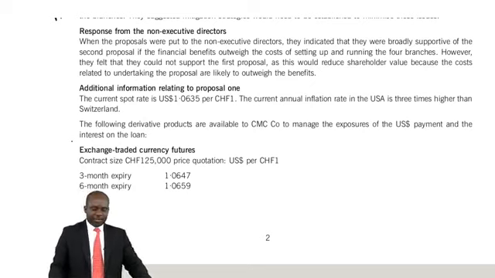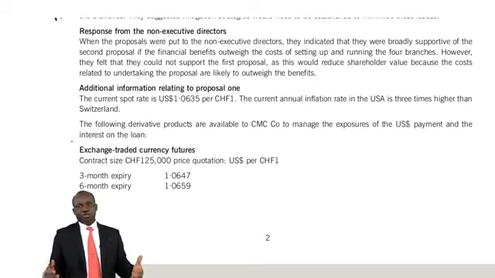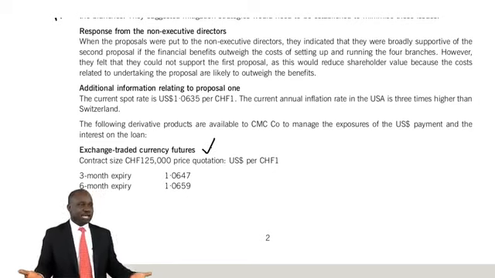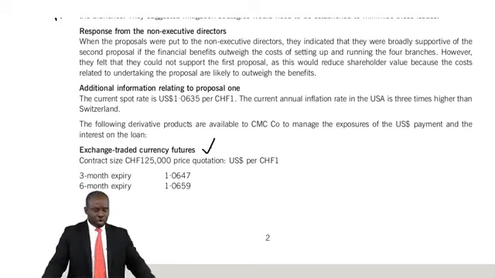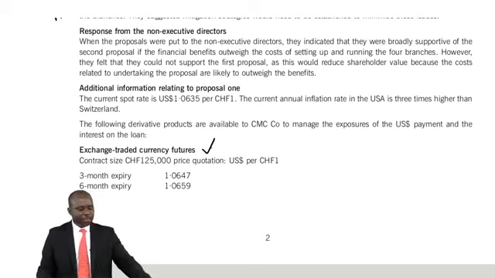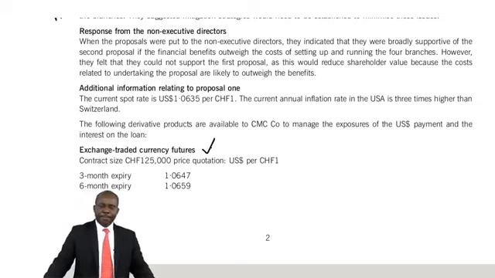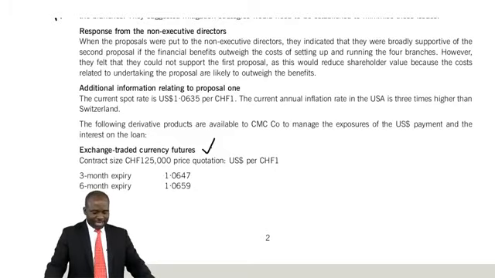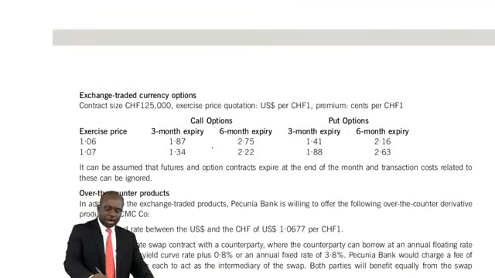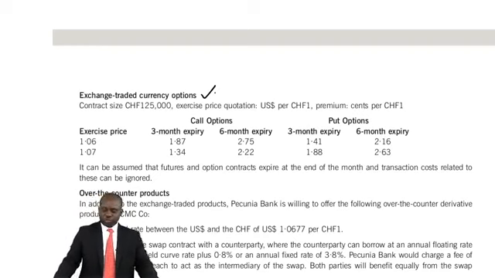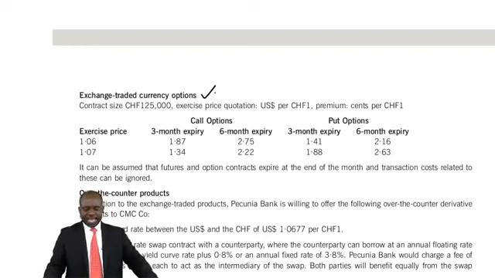Exchange traded currency futures. I have to hedge using futures here. So futures is 1. The heading is there, so there's no need for me to write it. Contract size 125,000 CHF. Price quotation dollar per CHF. 3-month expiry, 6-month expiry. Exchange traded options. Contract size 125. Exercise price quotation dollar per CHF. Premium cent per CHF.